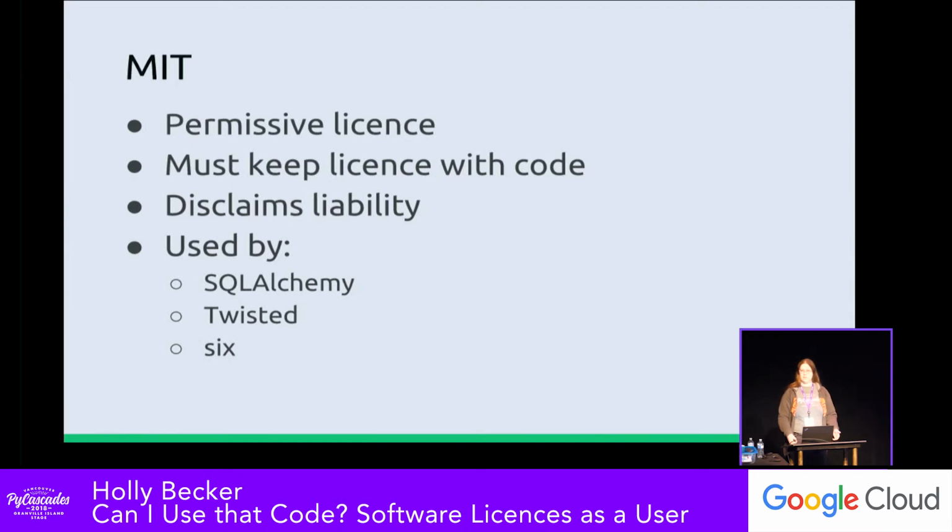It's actually quite short. It's only about 170 words. So if you want to get started reading software licenses instead of just listening to summaries at conferences, it's a pretty good place to start. And additionally, there's a really good breakdown by a lawyer online if you want to get into the nitty-gritty details. Some of the Python packages licensed under the MIT license are SQLAlchemy, Twisted, and six.